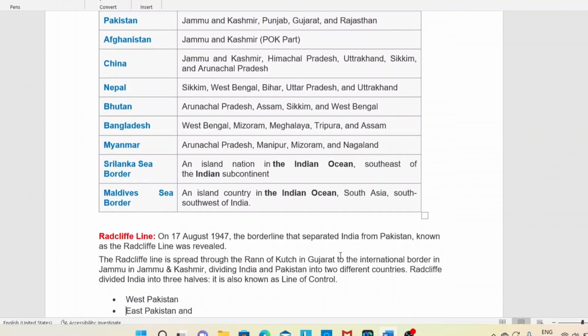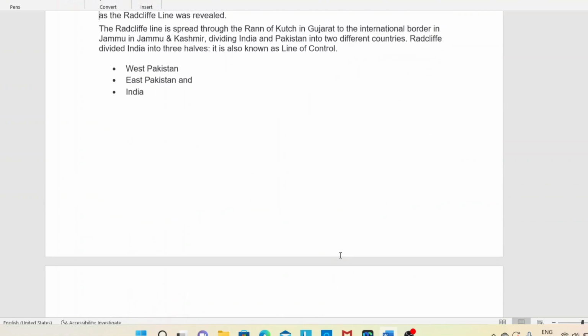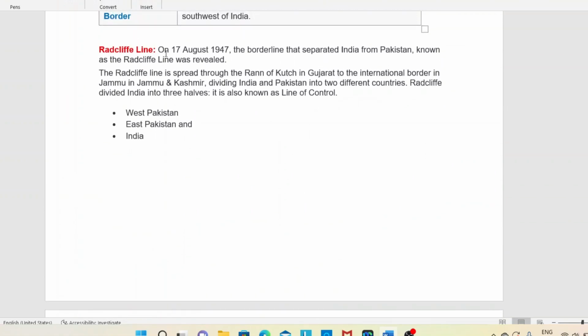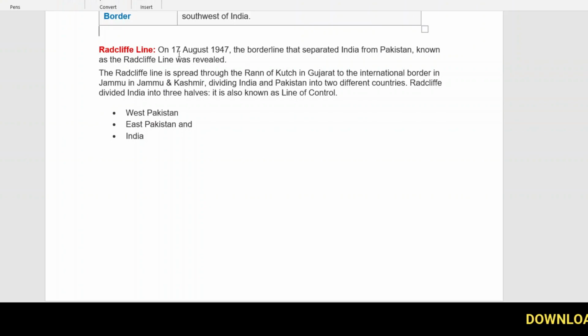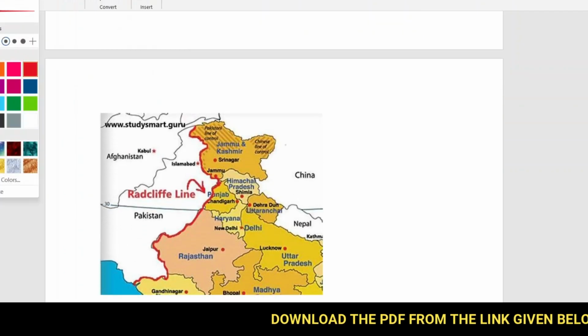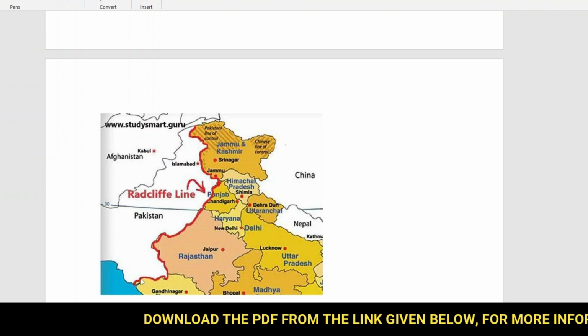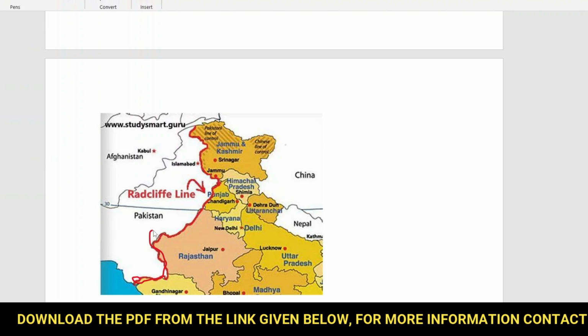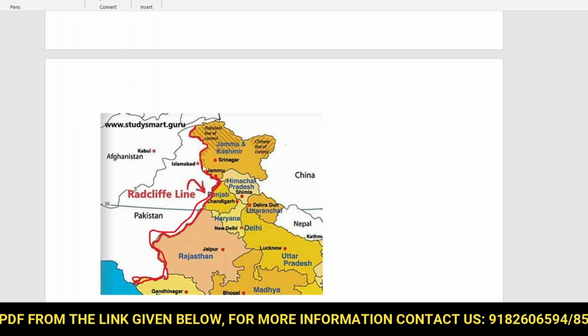Let's see some international lines. First one is the Radcliffe Line. On the 17th of August 1947, the border line that separated India and Pakistan is known as the Radcliffe Line. We can observe here, this is the Radcliffe Line between Pakistan and India.